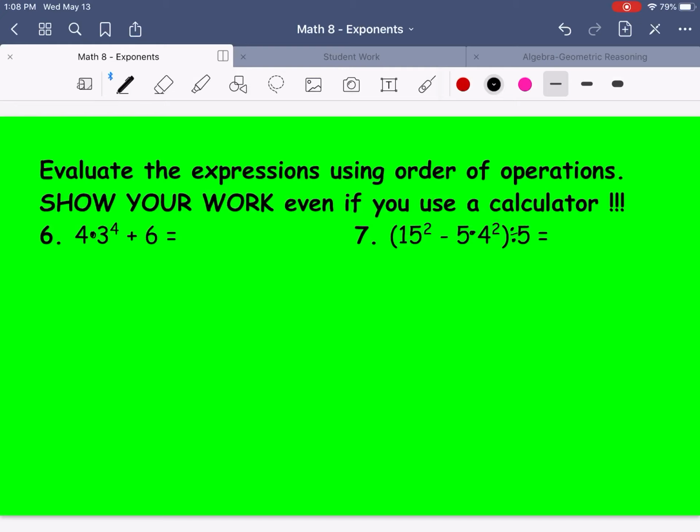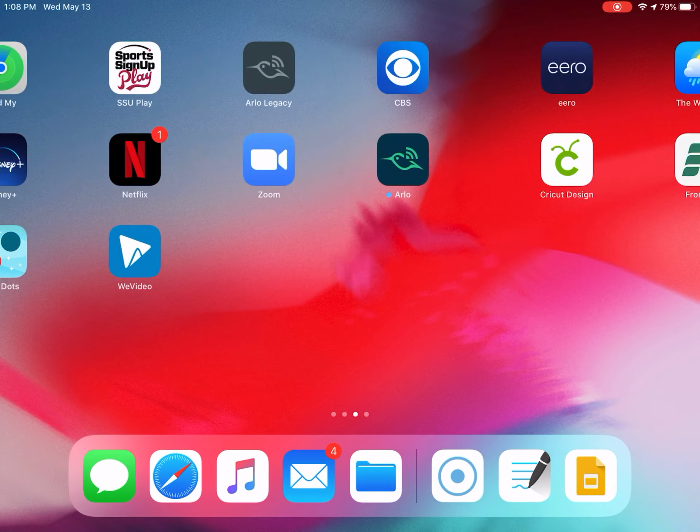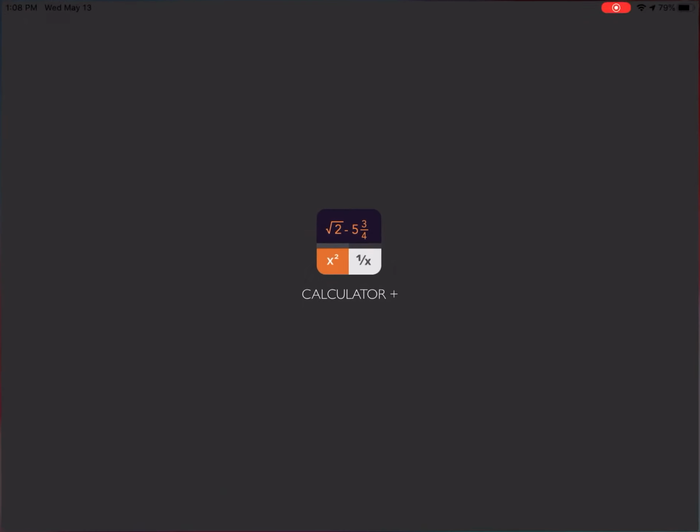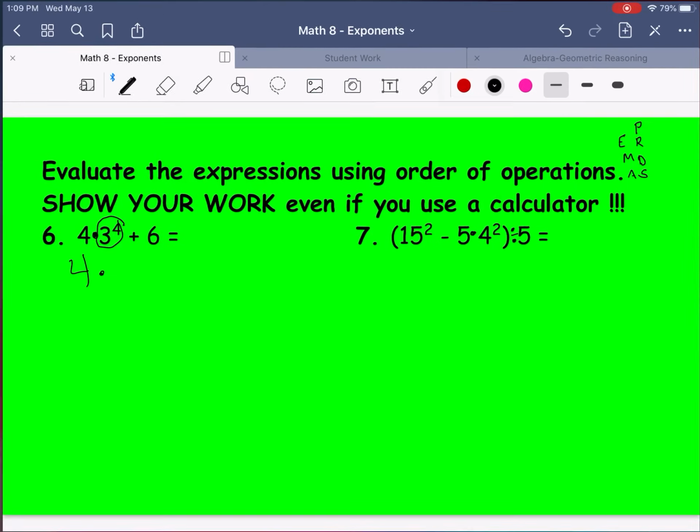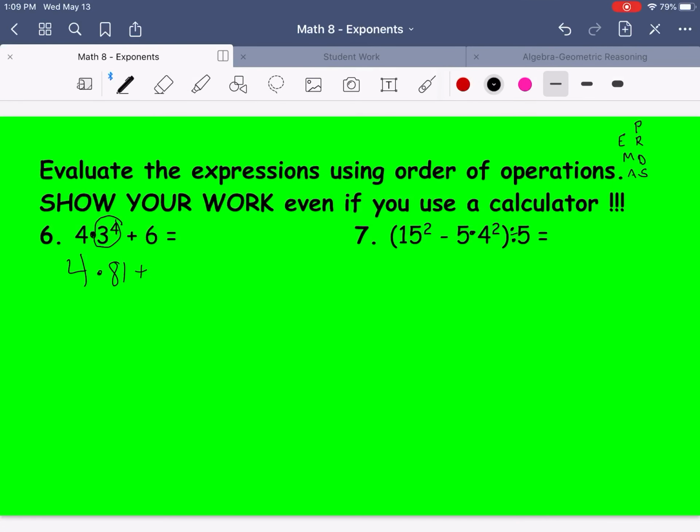So, reminder for order of operations, PEMDAS. So in this first one, we don't have any parentheses. We do have exponents though, so this is the step that will get done first. So 4 times 3 to the 4th. You can use a calculator for 3 to the 4th. Okay, so 3 to the 4th is 81. So 4 times 81 plus 6.